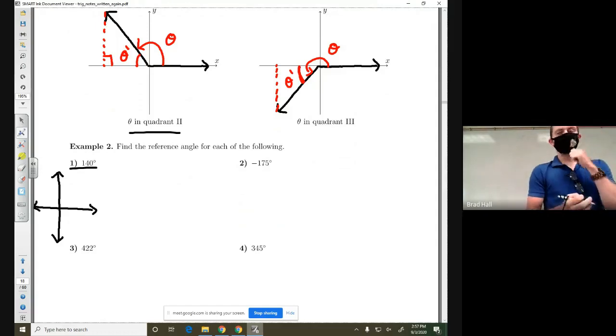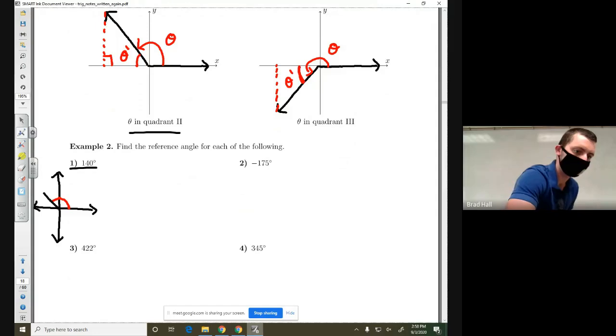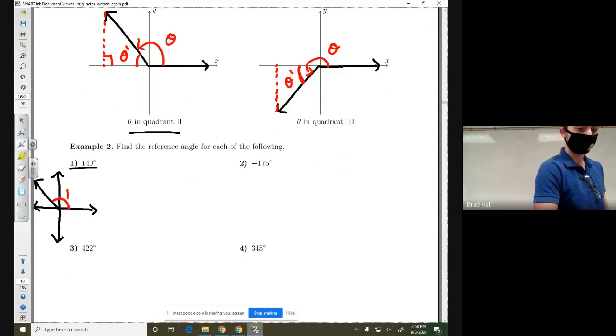So 140 degrees, we think about what quadrant that is in. We always start at the positive x-axis. Going here would be 90 degrees. If we go to the next axis, that would be 180, so that's too much. We only want to go to 140, so about there. So we see that this angle of 140 degrees lies in quadrant 2.